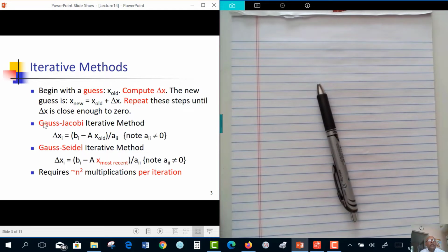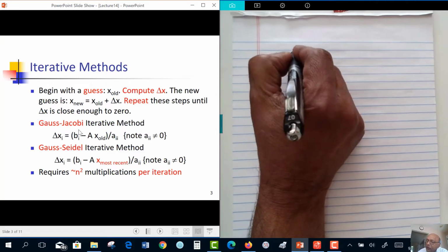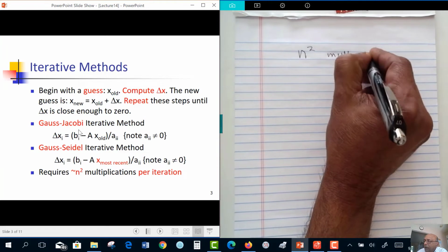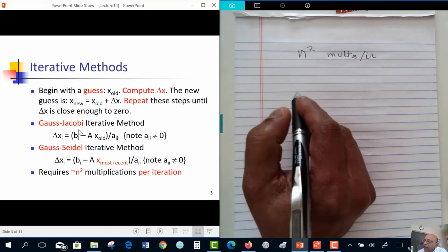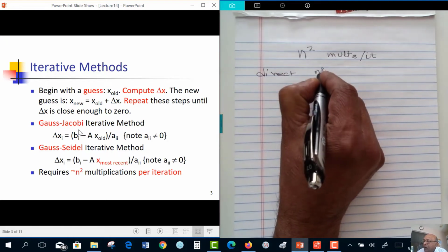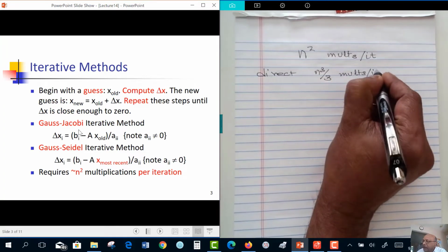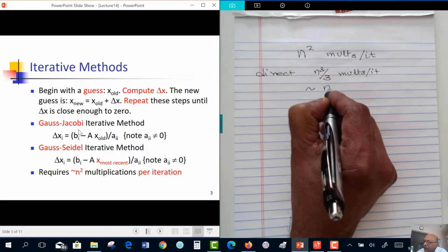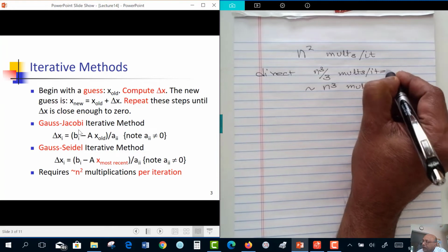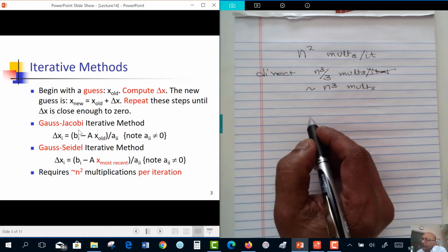What are the benefits of iterative methods? Iterative methods at most require n square multiplications per iteration. You may remember direct methods required n cube over 3 multiplications. Usually we don't worry about this 1/3 part, so we just say n cube. Well, we converge in one iteration. It's a direct method, so it required a total of n cube multiplications.